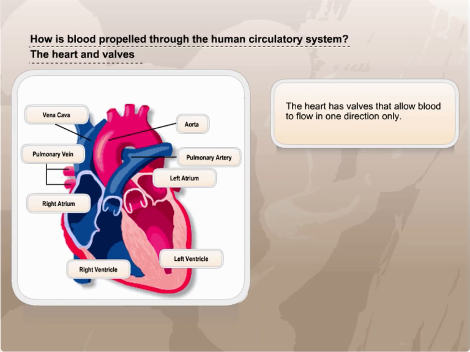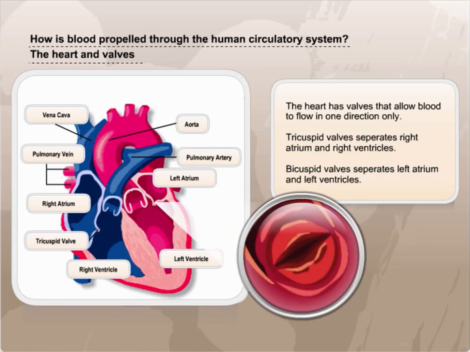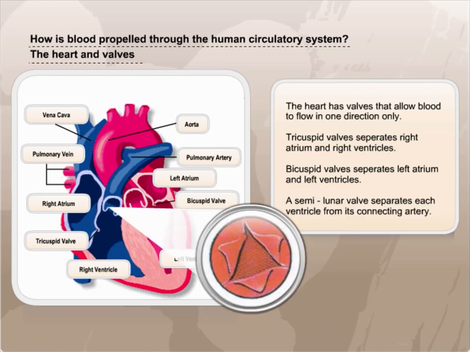The heart has valves that allow blood to flow in one direction only. Tricuspid valves separate right atrium and right ventricles. Bicuspid valves separate left atrium and left ventricles. A semilunar valve separates each ventricle from its connecting artery.